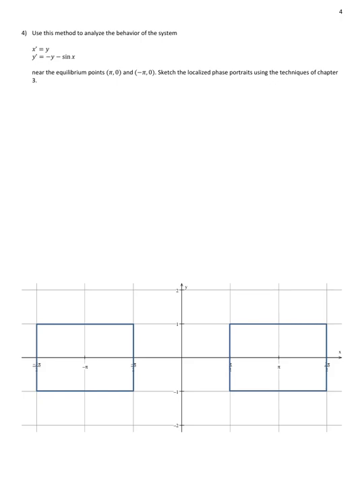Okay, so we're going to use this method to analyze the behavior of the system at pi, 0 and negative pi, 0. So the Jacobian matrix, which we call J for short, is the partial of f with respect to x, partial of f with respect to y, partial of g with respect to x, and the partial of g with respect to y. This is f, and this is g.